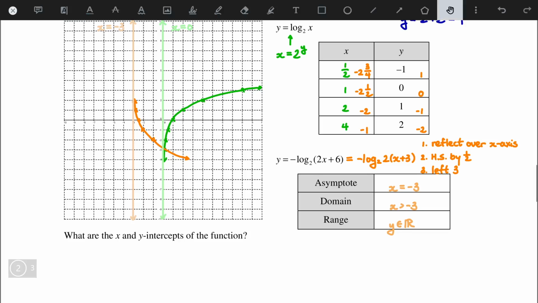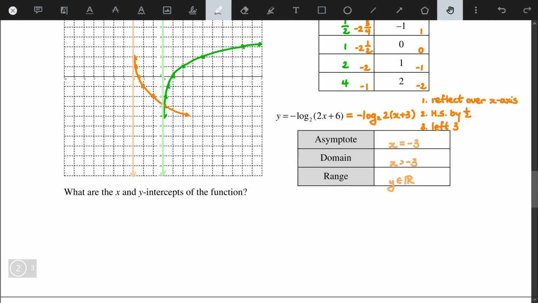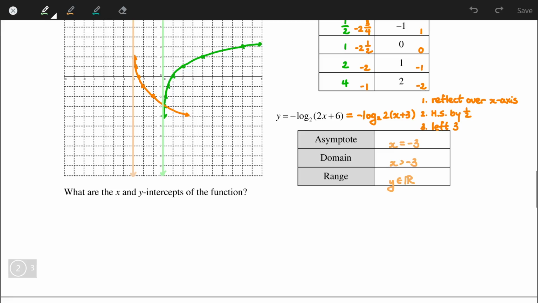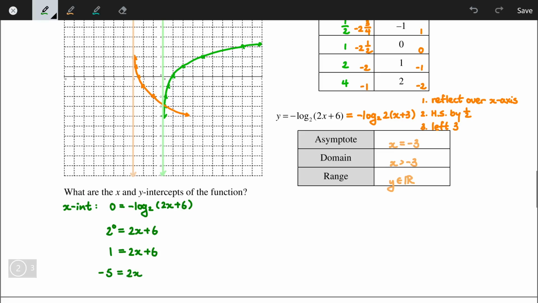Okay. Also, just like the previous example, we're also going to look for the x and y intercepts. Okay, so let's start with the x-intercept. Again, simply let y equal 0. So we have 0 is equal to negative log base 2 of 2x plus 6. Okay. So after rearranging everything into exponential form, we have 2 to the 0 power is equal to 2x plus 6, which means, of course, 1 is equal to 2x plus 6. And then negative 5 is equal to 2x. So the x-intercept would be negative 5 over 2, or of course negative 2.5, which is what we have on our graph right here.